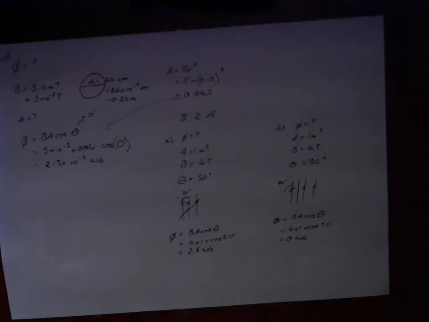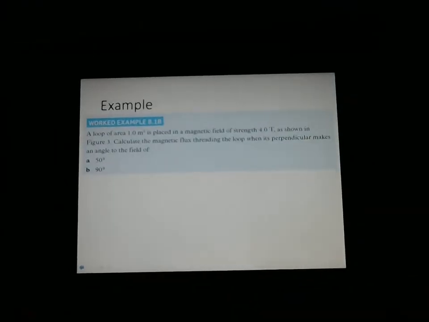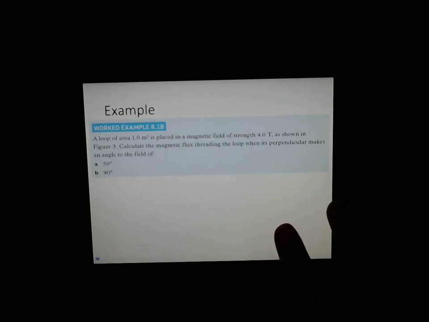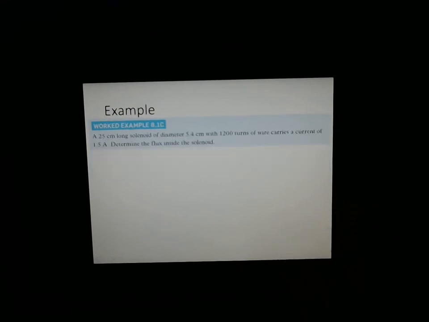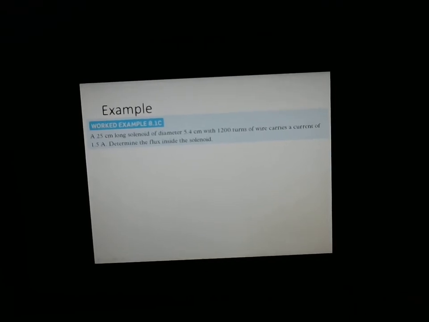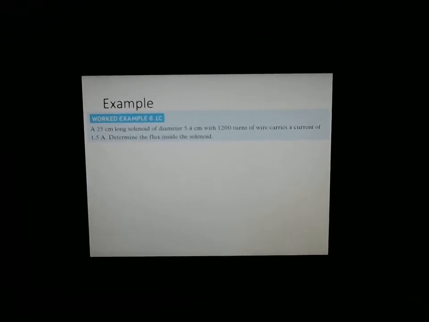Okay, and our last example from this set. So, yep. So here's 8C. A 25 centimeter long solenoid of diameter 5.4 centimeters with 1200 turns of wire carries a current of 1.5 amps. Determine the flux inside the solenoid, so in that empty hollow area that goes through the center of the solenoid. Now remember, we have formulas for the magnetic field strength of a solenoid, and we're going to need to use that in order to work this out.